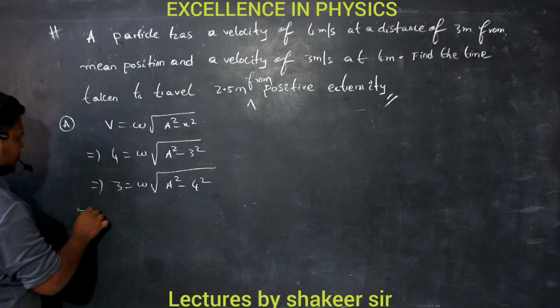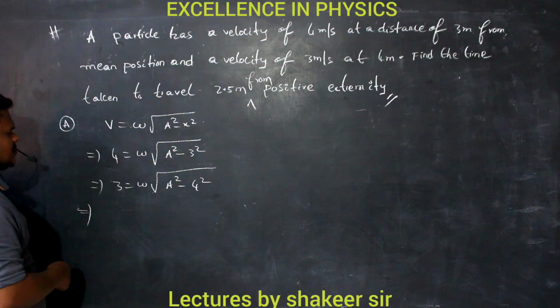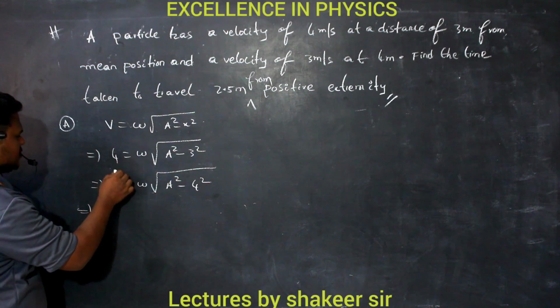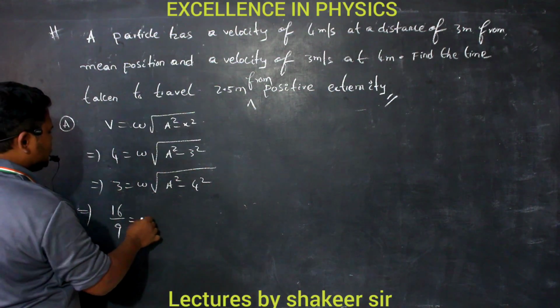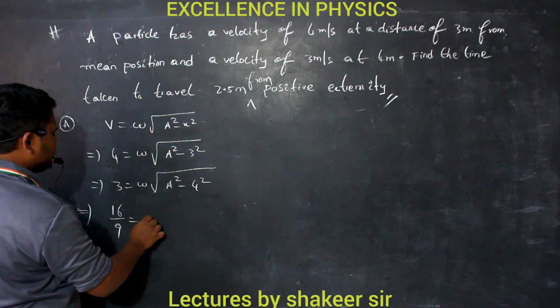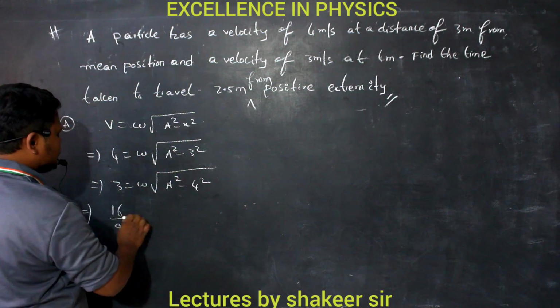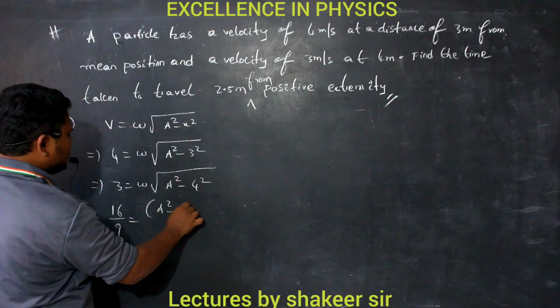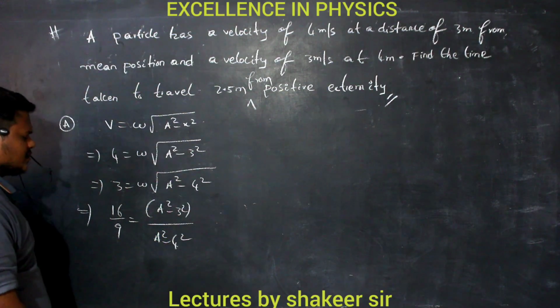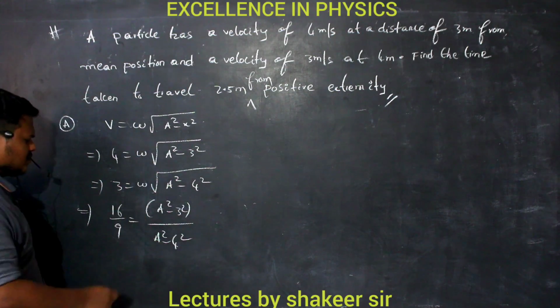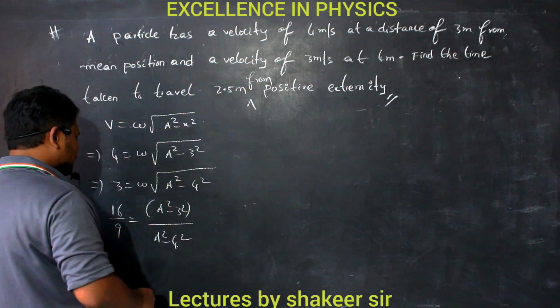So let us do one thing. Let us square it and divide both of them. If I square them and divide them, then I will get 16 divided by 9 is equal to omega square, and omega square gets cancelled. So square root is also cancelled now. So a square minus 3 square divided by a square minus 4 square. This is the relation which we got. Now I will try to cross multiply this one. Then let us see what will happen.